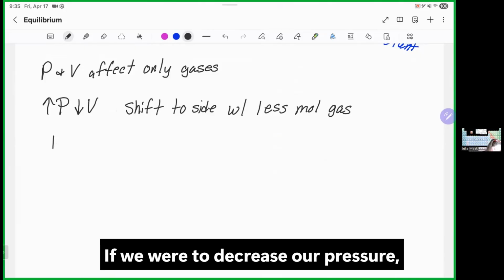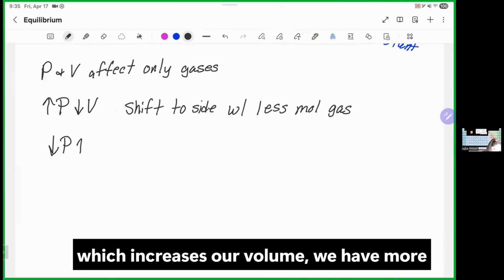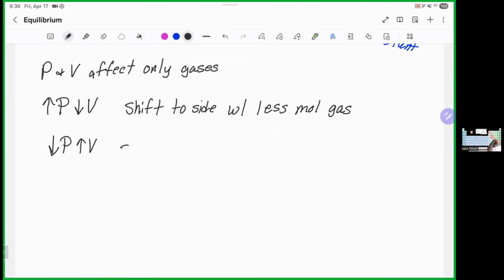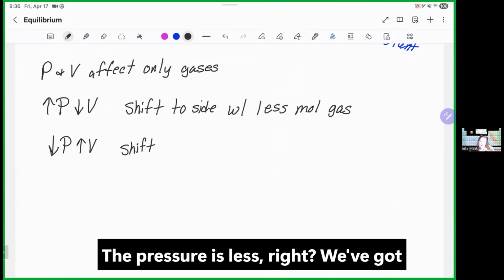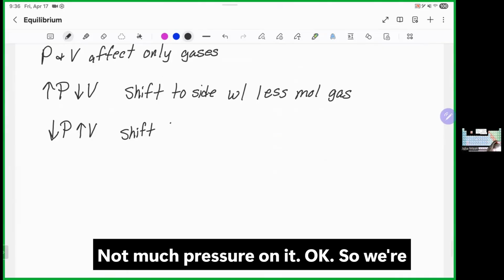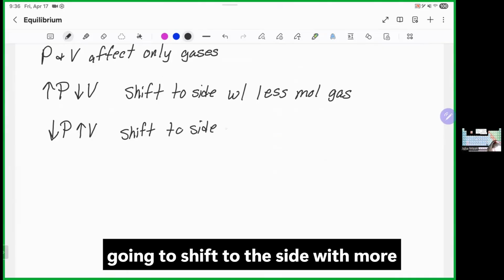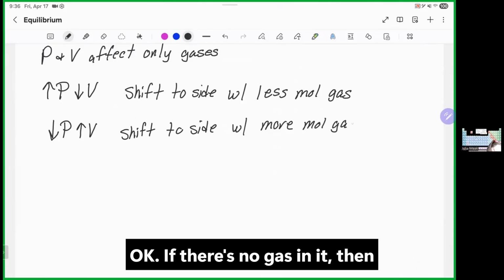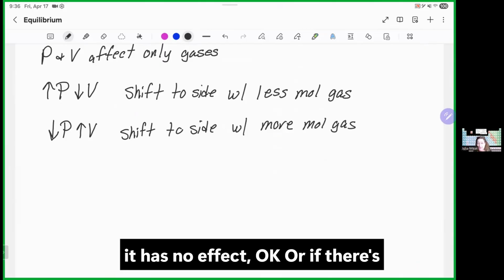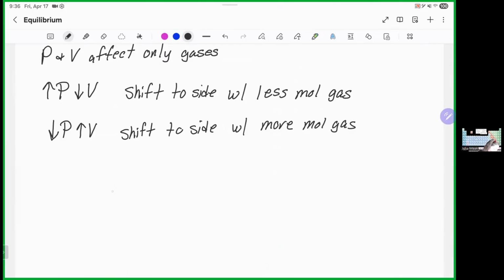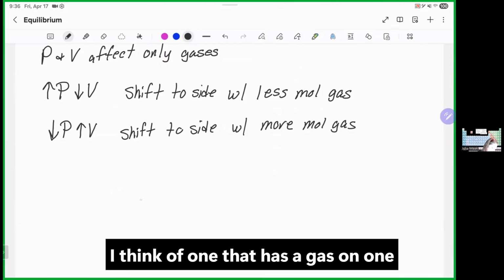Okay. If we were to decrease our pressure, which increases our volume, we have more space for gas, more moles of gas. The pressure is less, right? We've got more space so the gas can spread out, not much pressure on it. So we're going to shift to the side with more moles of gas. If there's no gas in it, then it has no effect. Or if there's only gas on one side, so like if I had, let me think of one that has a gas on one side.